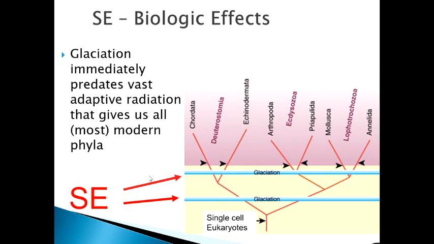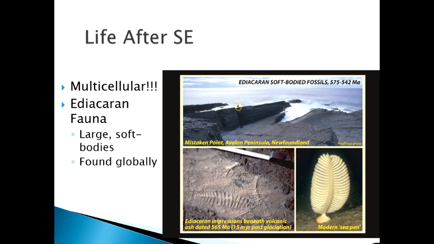So the thought is that the snowball Earth was so profound that it acted as a driver for natural selection to force, or at least push, towards the evolution of multicellular life. And the first evidence of this is what we call the Ediacaran fauna. We go to these rocks right after the last snowball Earth and we find large things.